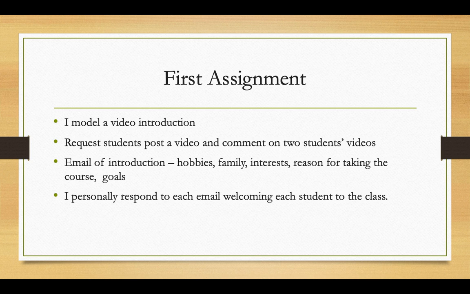and it gives them a chance to see who the other students are in the class as well. I also require that they send me an email of introduction, telling me about their hobbies, their family, their interests, their reasons for taking the course, maybe some goals that they have. Another opportunity for me to get to know them a little better. And then I personally respond to each of their emails, welcoming each of them to the class, maybe having a comment or two about what they posted. Just trying to find some common connections. So that's the first thing I do to try to build voice in an online environment.